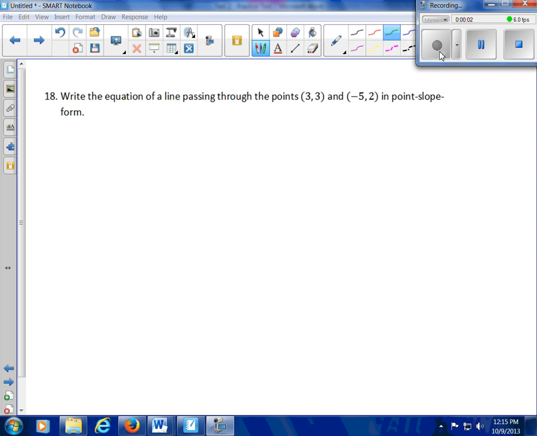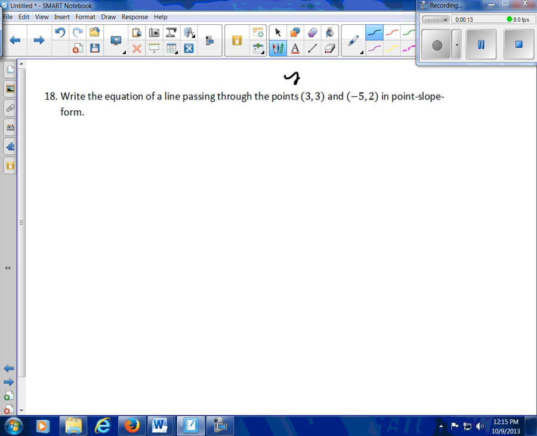All right, for 18, we need to write an equation of a line passing through two different points in point-slope form. Again, point-slope form is going to be y minus y1 equals m times x minus x1, the form of the equation. All right, so if I have a point, what do I need to figure out for point-slope form? Well, I already have 2 points, so my point is taken care of. I need to figure out slope.